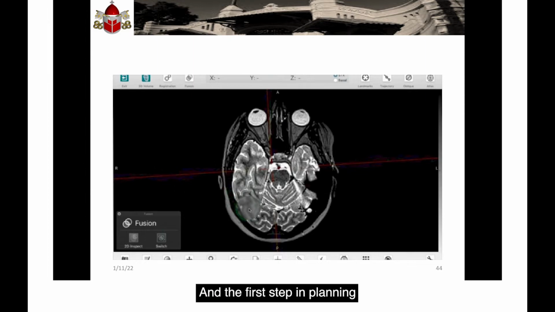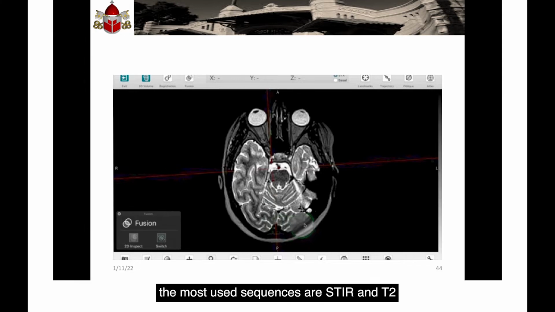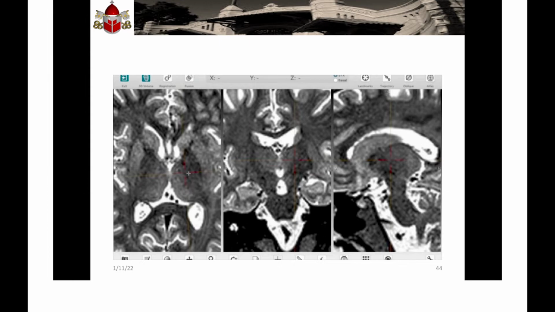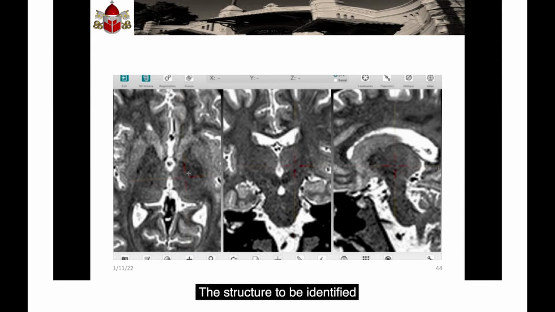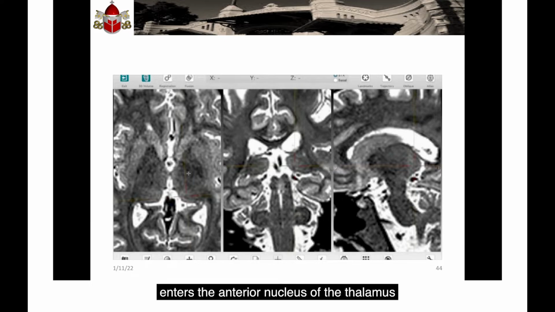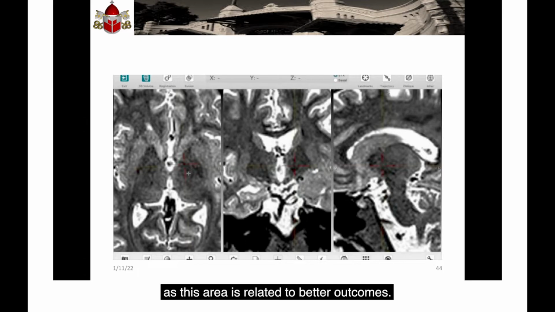And the first step in planning when targeting a deep structure is to co-register the MRI sequences with the stereotactic CT. To visualize the target, the most used sequences are STIR and T2, as demonstrated here. Due to great anatomical variability among subjects, indirect targeting should be avoided. The structure to be identified is the point where the mammillothalamic tract enters the anterior nucleus of the thalamus, as this area is related to better outcomes.